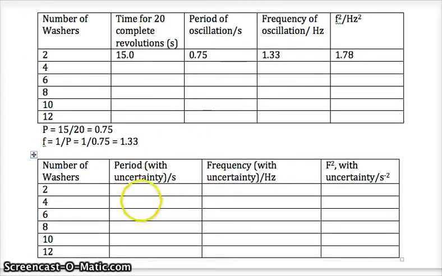Now the period down here, where we're propagating the uncertainty, is going to be the same as what you have up top, except there's going to be a plus or minus. So you're going to have 0.75 and then plus or minus something. The frequency is going to be 1.33 plus or minus something, and the frequency squared, this should be lowercase f, is 1.78, and then that's also plus or minus. Now this is the part that was causing people problems.